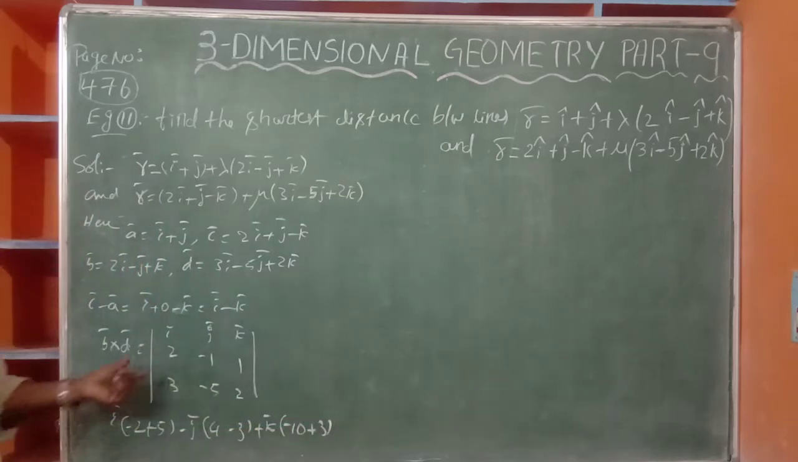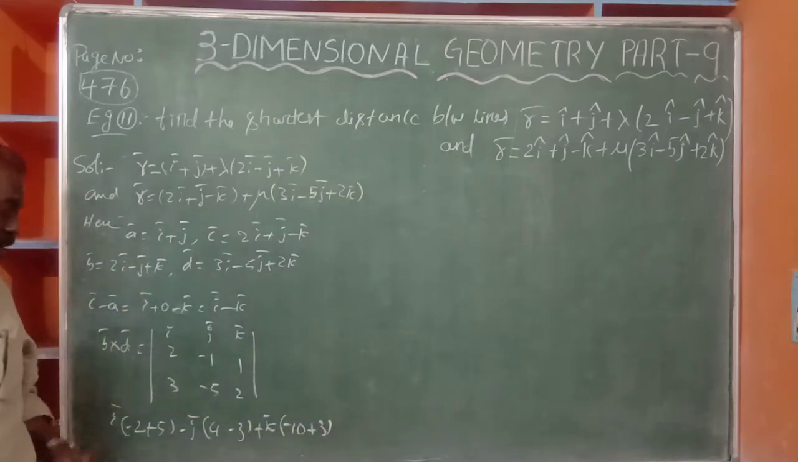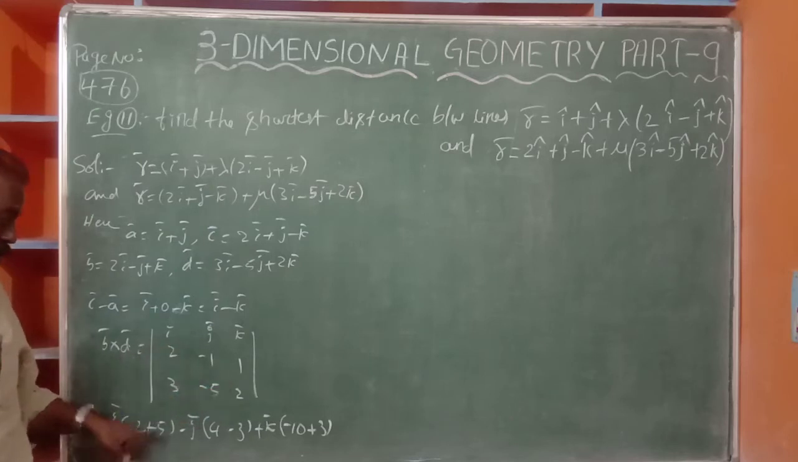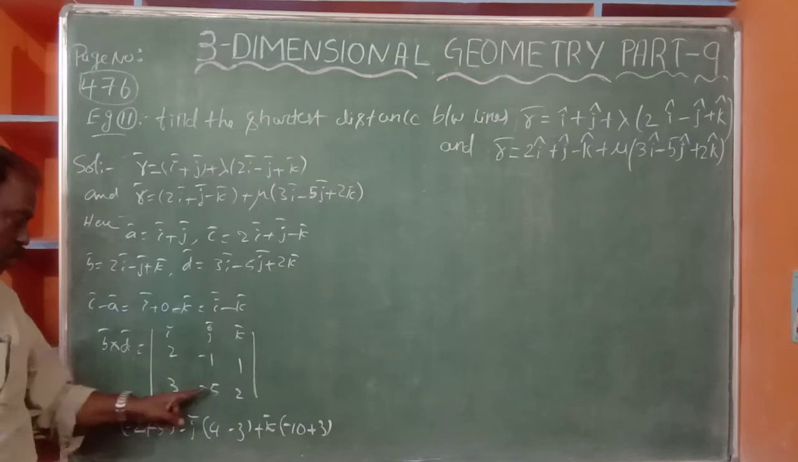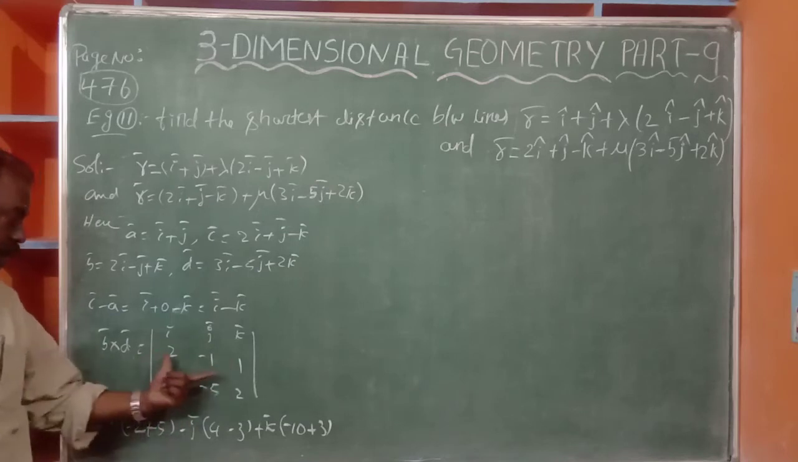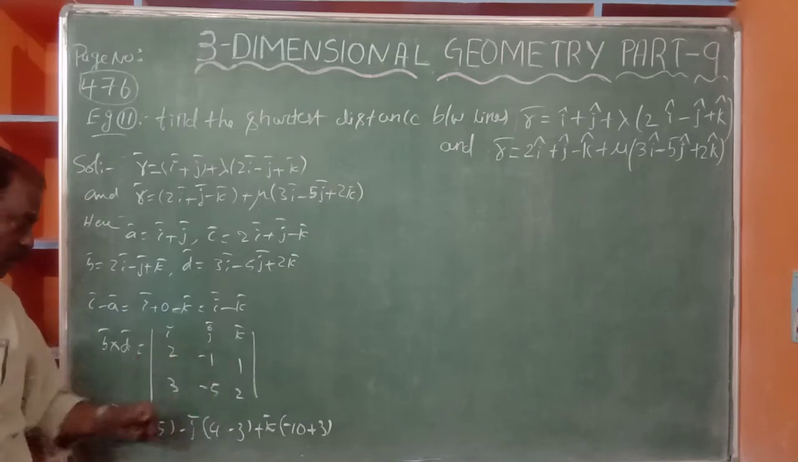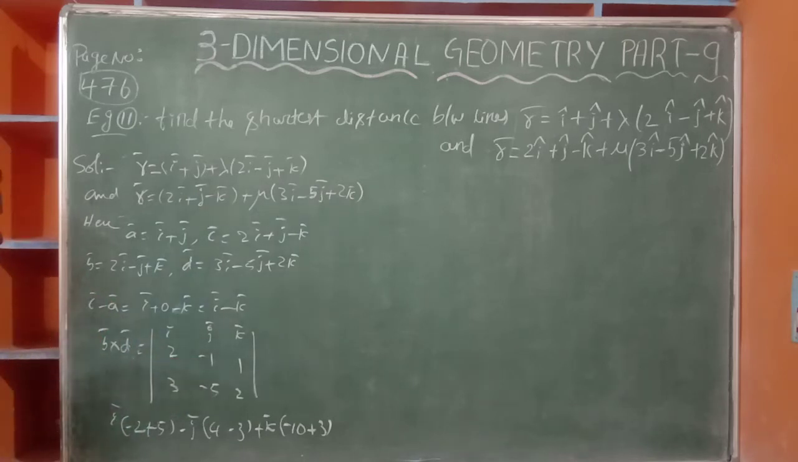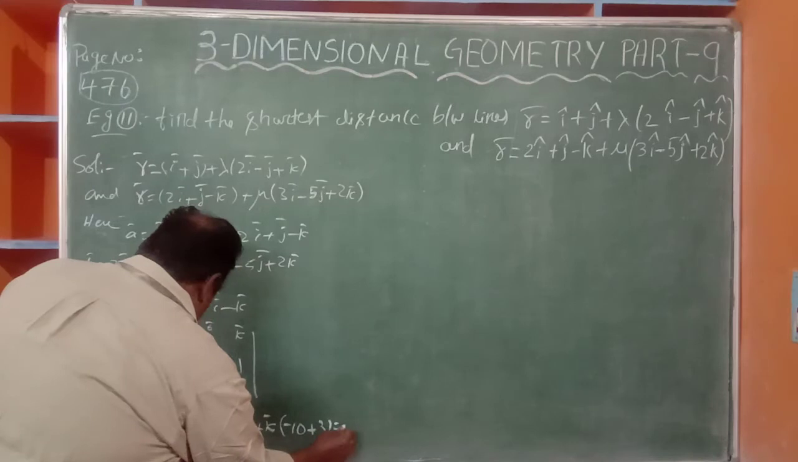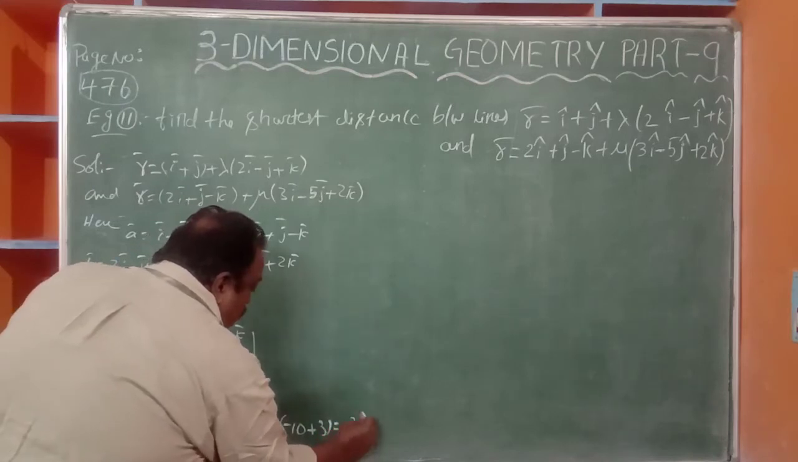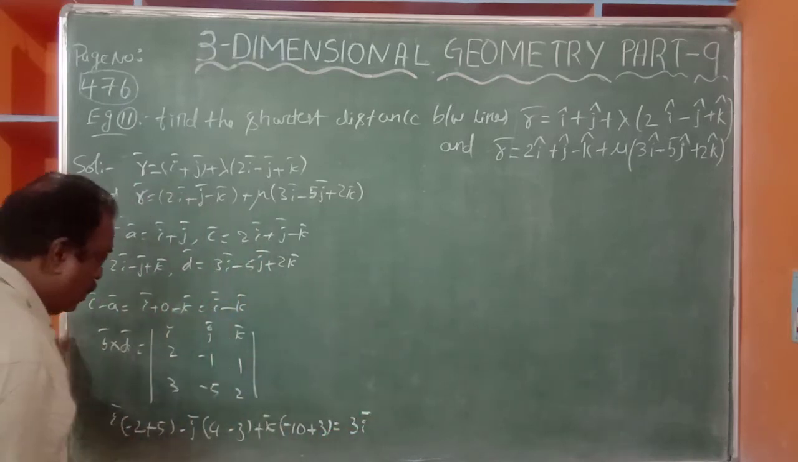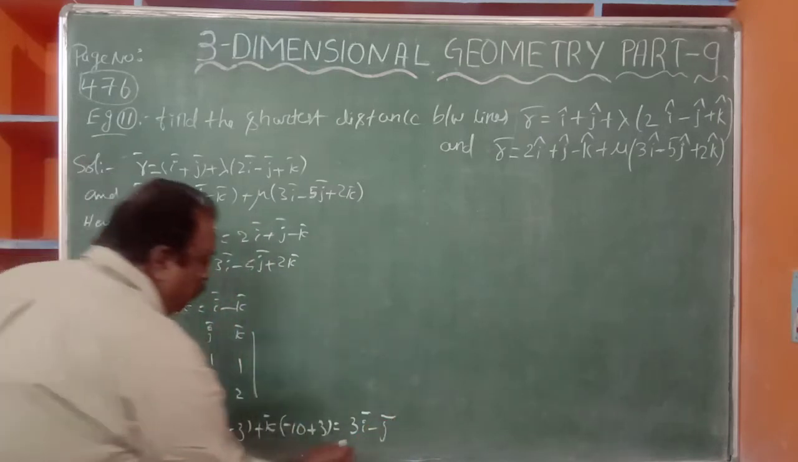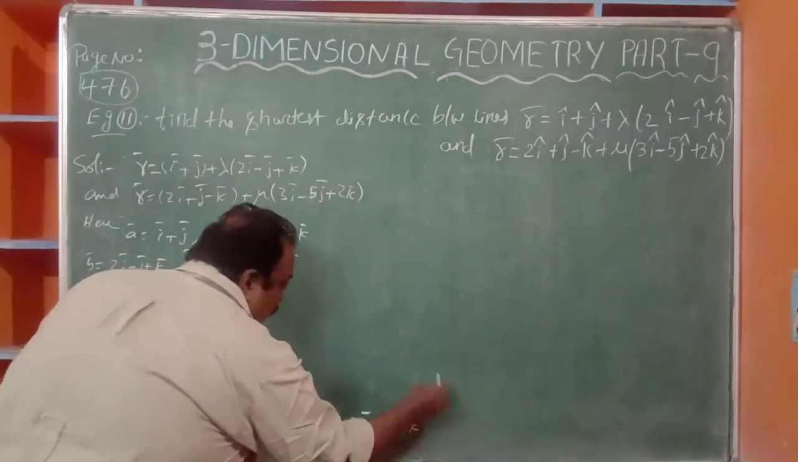Now, the first one is minus 2 plus 5. Next is 4 minus 3. Next is minus 10 plus 3. So here we get 3i minus j minus 7k.